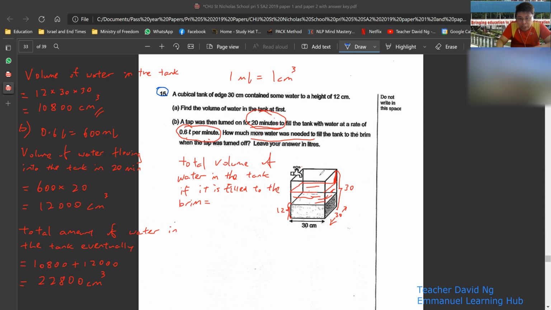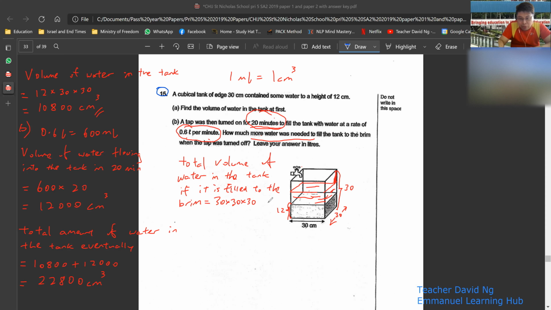So how to find the volume of this airspace? You can use the volume of the cube, the entire cube, the volume of this entire cube, minus the volume of the water that's in the tank right now to find this airspace. Make sense? Yes.